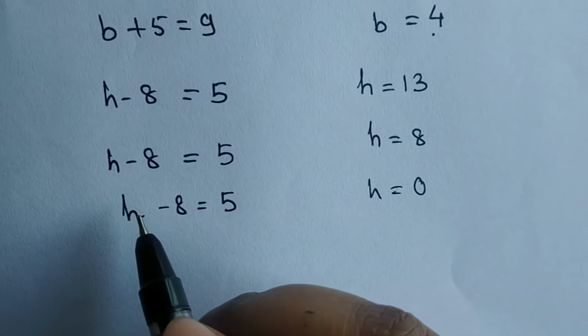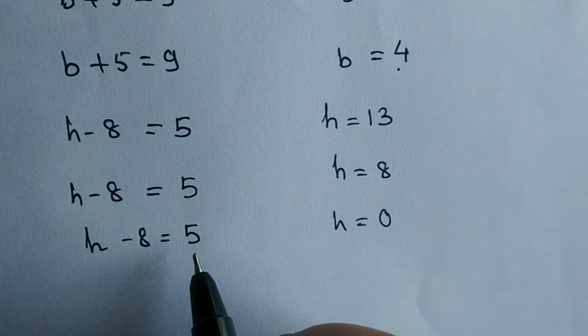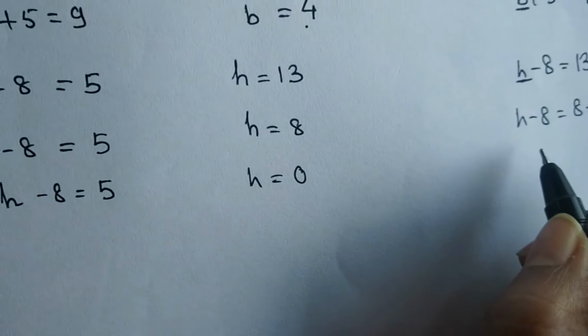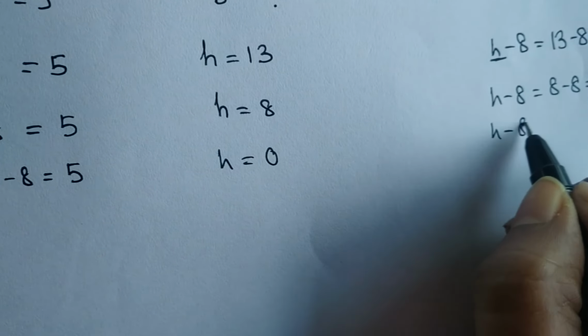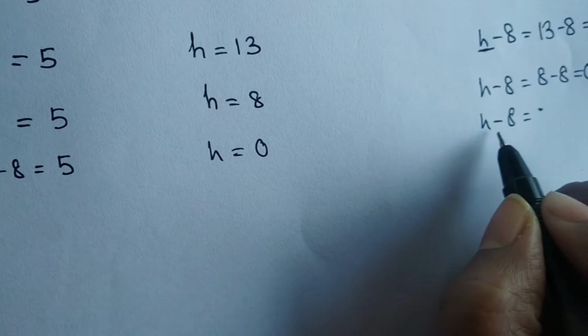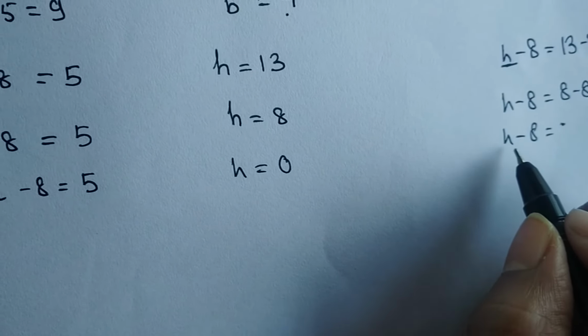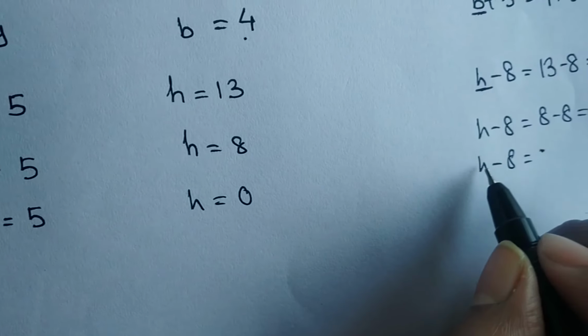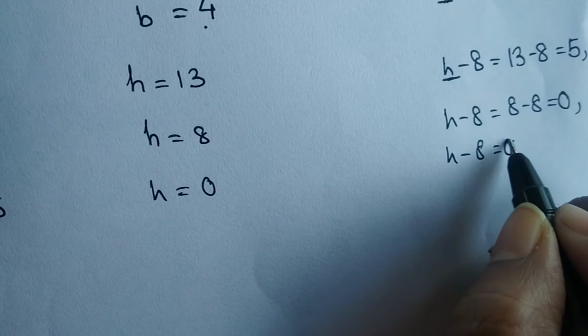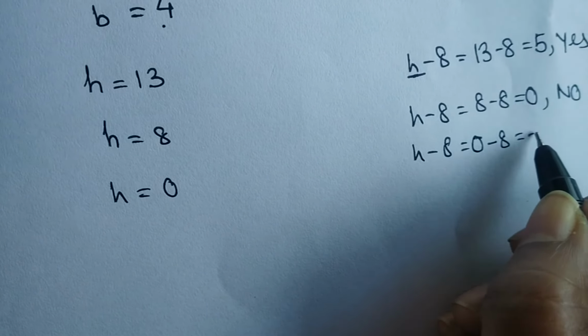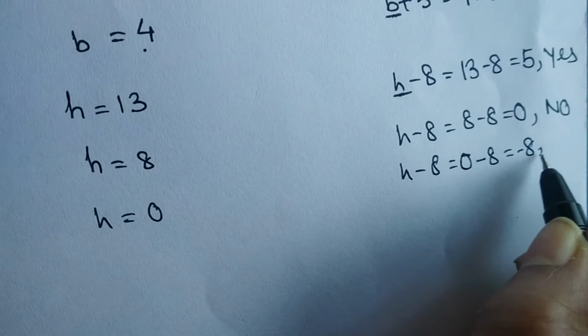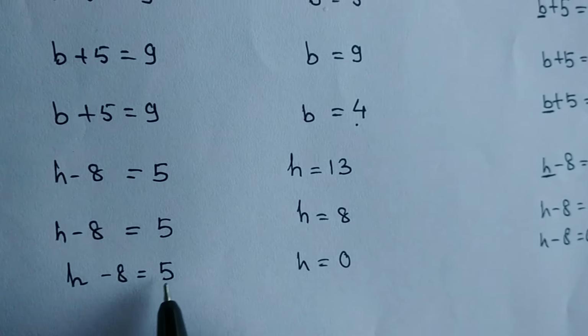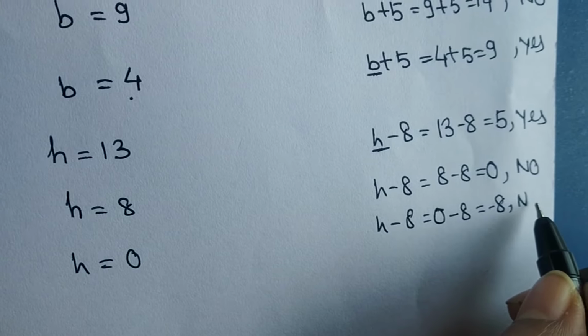Now in the next one we have h minus 8 is equal to 5, and here h is equal to 0. So here we will write the same, means left hand part we will write, which is h minus 8, and here in place of h we will write 0. 0 minus 8 is minus 8, and which doesn't satisfy the given equation, as here 5 is there. So it is no.